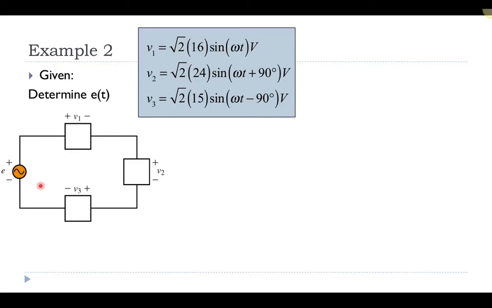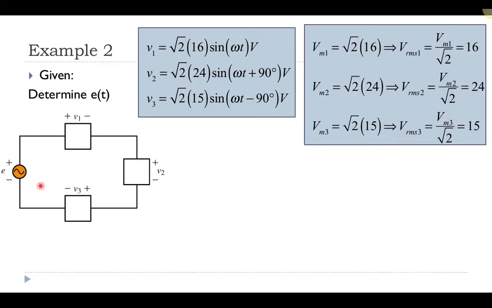So Kirchhoff's voltage law is still satisfied. So it has to be that if I add these three voltages together, it's going to give me the source. Now before I try to add them together, I want to write them in phasor notation. So I know that for the first voltage supply, the amplitude is the square root of 2 times 16.